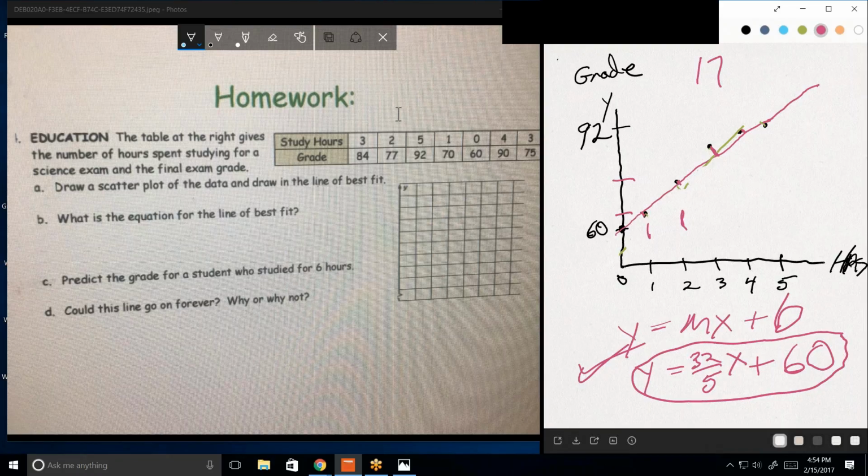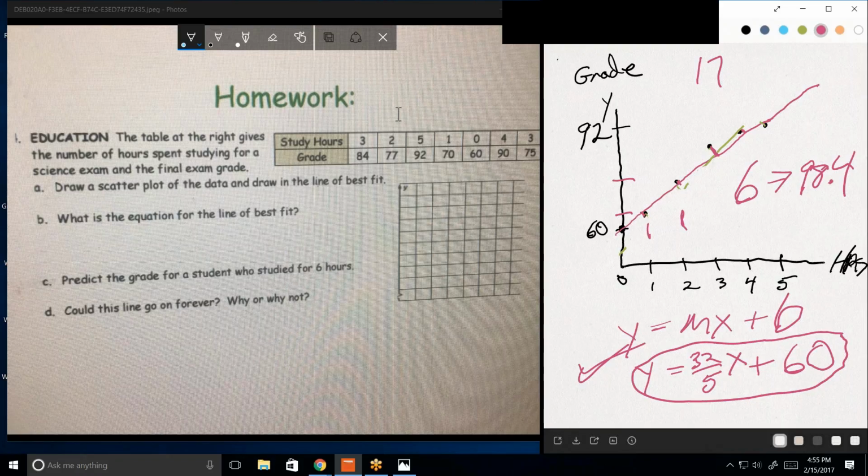32 divided by 5 times 6 is equal to 38.4 plus 60. So 6 hours would give you 98.4. Yeah. What would you get if you studied 20 hours? Plug in 20 for x.